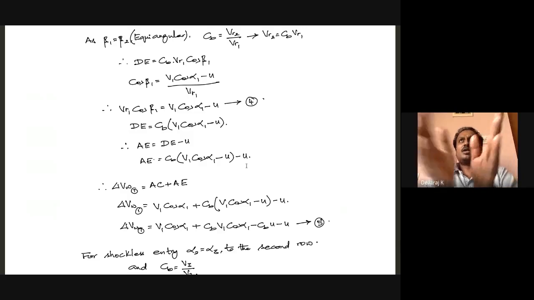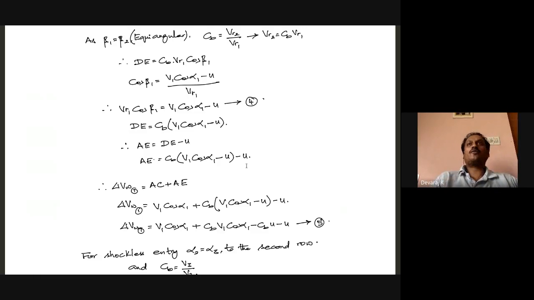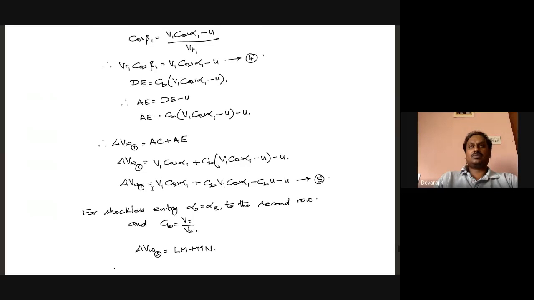Now what is my delta VW1 for the first row of wheel? Already I have taken it as AC plus AE. So V1 cos alpha 1 is my AC, plus AE, is equal to CB into (V1 cos alpha 1 minus U), minus U. Now let's open the bracket: V1 cos alpha 1 plus CB into V1 cos alpha 1 minus CB into U minus U. Let me call that equation number 5. This is the expression for delta VW1 for the first row of wheel.